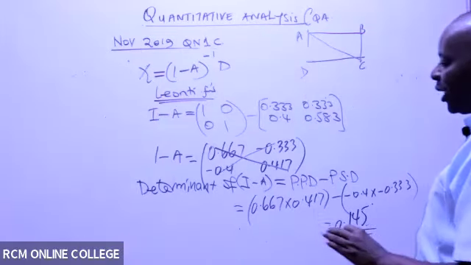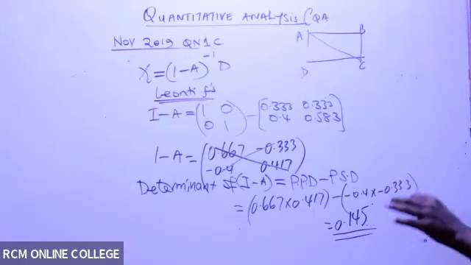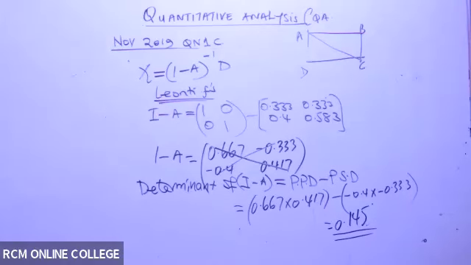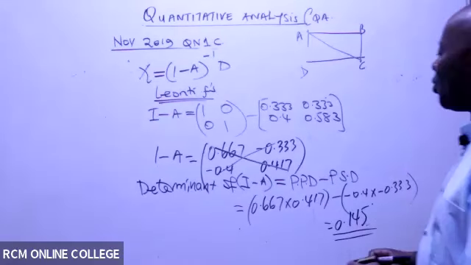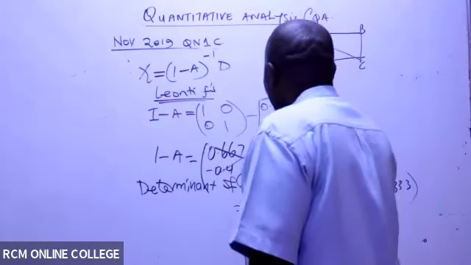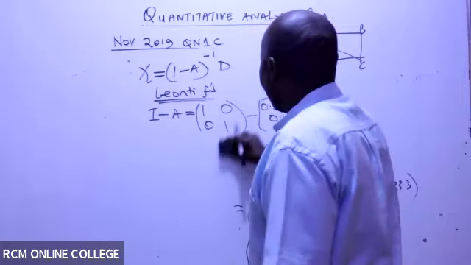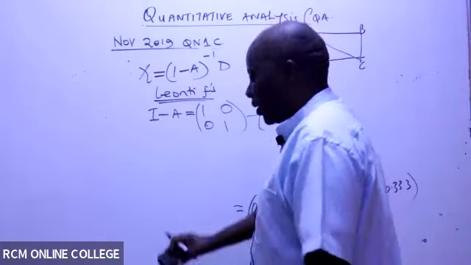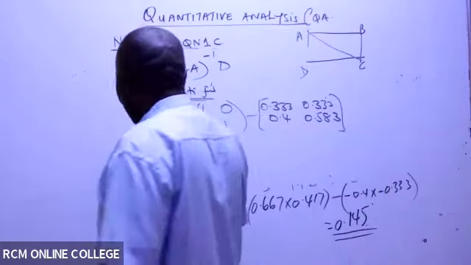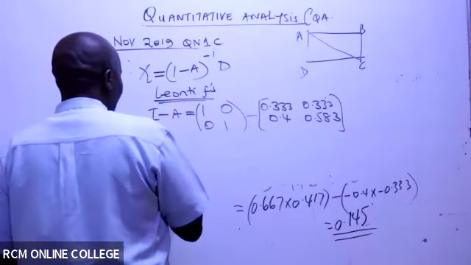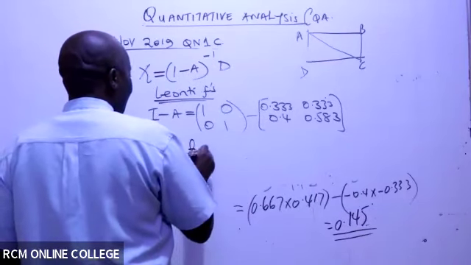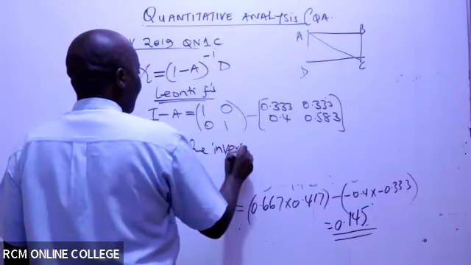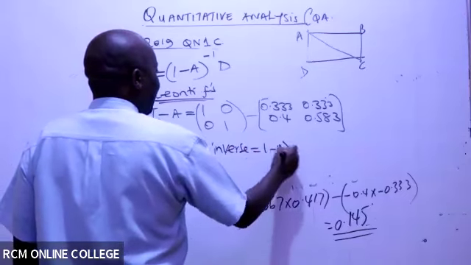So you've been able to get the determinant of I minus A, that figure. Thank you very much. Then the last step, now you will be able to come here and define the inverse. You define the inverse of I minus A.